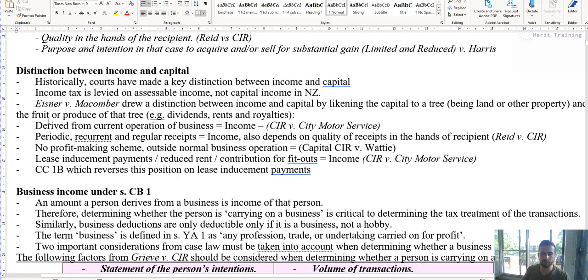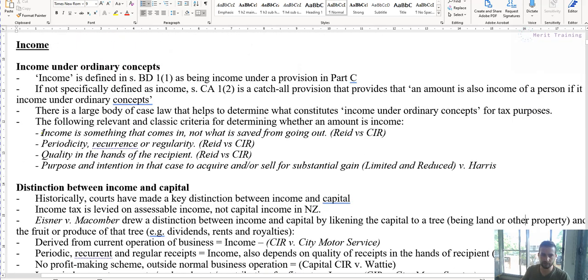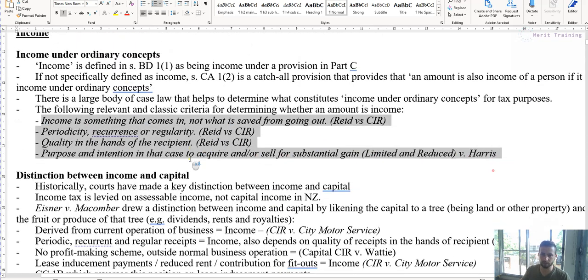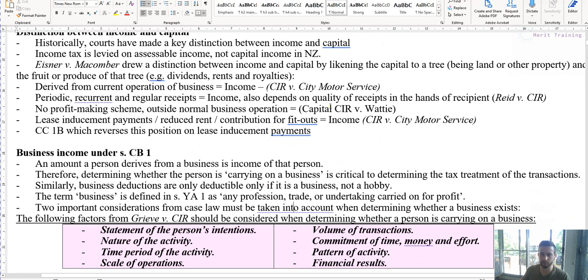Another one is derived from the current operation of the business would be income. That's CIR versus City Motor Service, or periodic, recurrent, regular receipts. This is again pulling from this income from ordinary concepts. So if it's regular, it's more likely to be income. Irregular, it's more likely to be capital. No profit-making scheme outside normal business operation equals capital. Whereas if you have a profit-making scheme, more likely to be a business. So think about the property developer. Their intention is to make profit through the operation of a business.